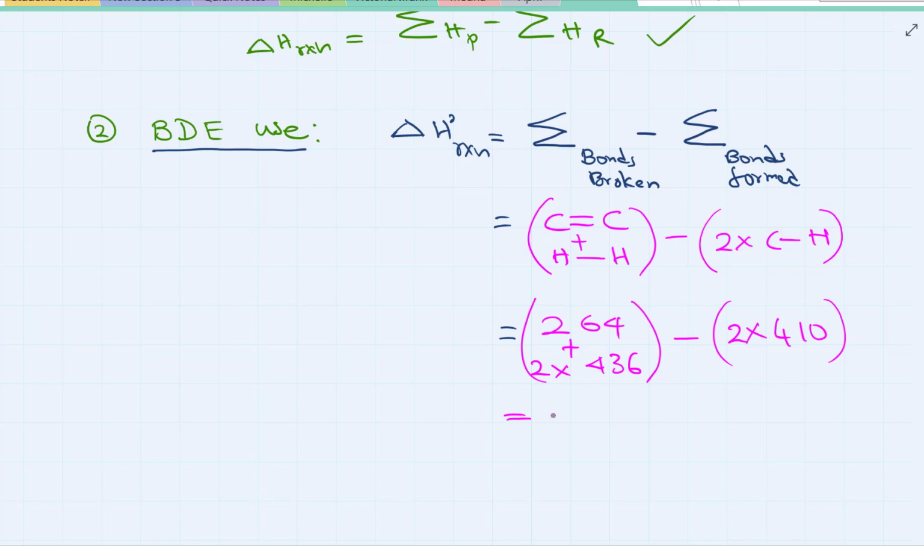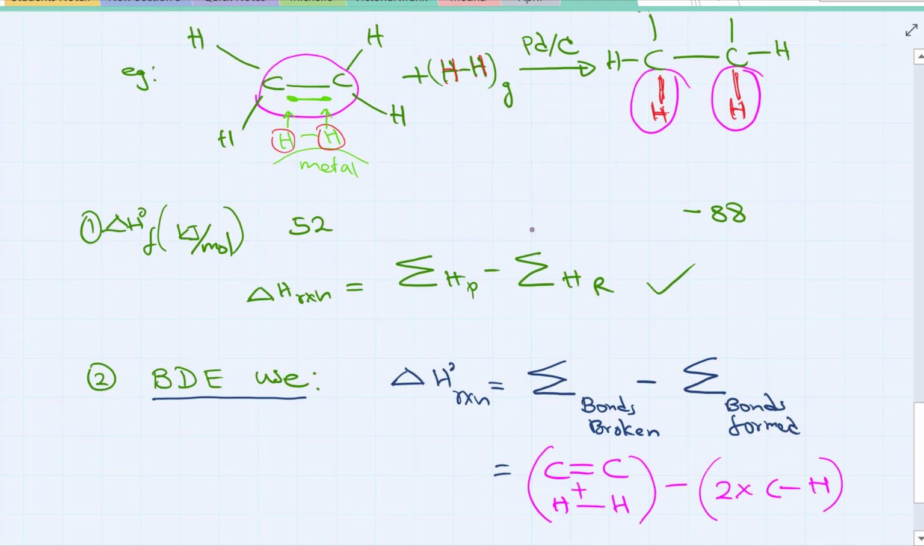So you can calculate all the bonds broken and all the bonds formed, or you can simply find the difference. That will give you the answer. And you can also plug in the formation enthalpies, and it should be close enough. In this case, 120 kilojoules per mole. Let's see how much this one gets you: minus 88 to plus 52, so that's a minus again. So it's 140. There's a minor difference.